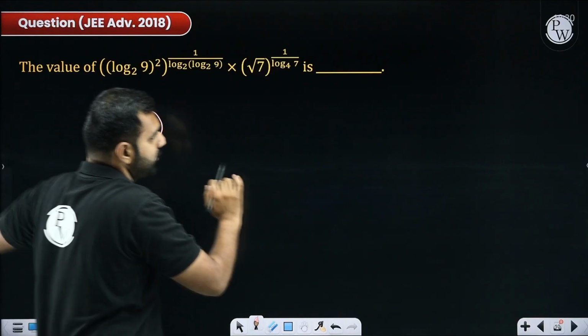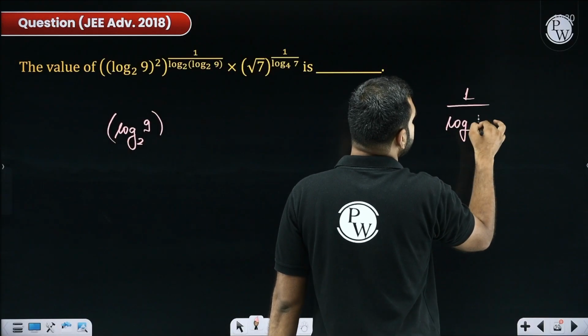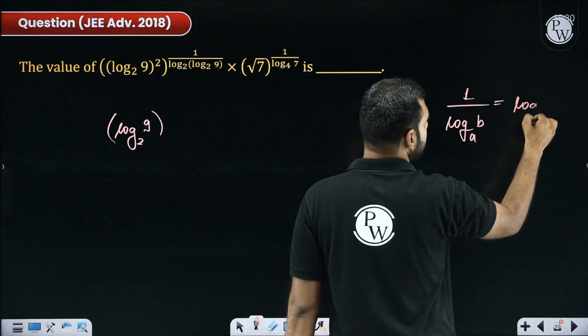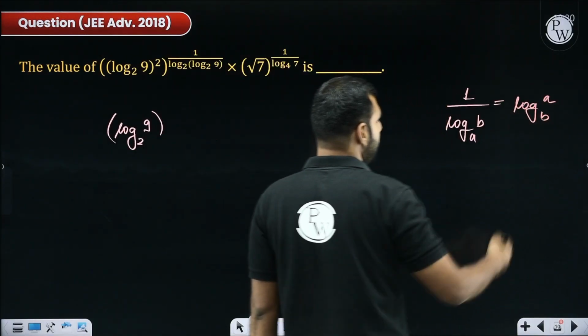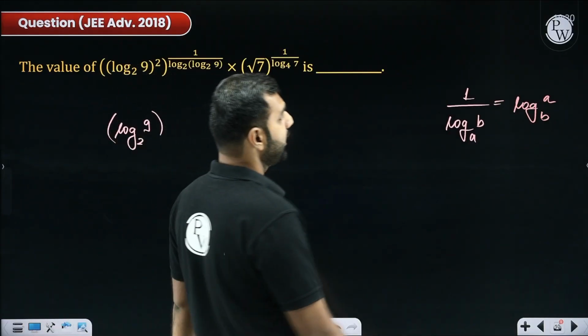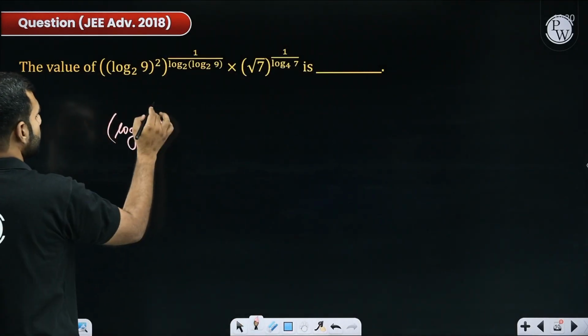So I hope you remember this property. If I make you recall this property, 1 upon log b base a, if you want to take it in the numerator, it can be written as log a base b. The values of these two, b and a, are swapped like this. So, sir, why are you telling us this logic here? Because I want you to understand, keep this 2 here like that only.